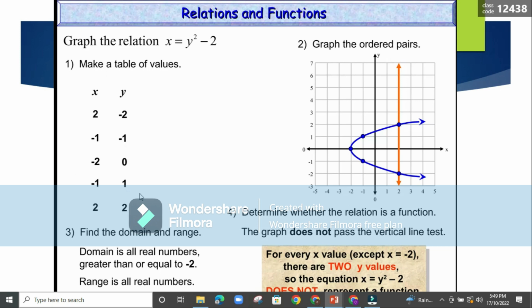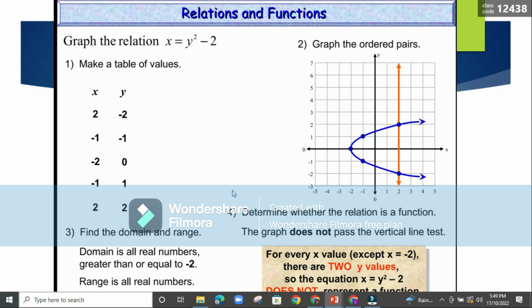Then afterwards, we are going to plot the points here. So you have 2, negative 2. This is here. 2, negative 2. Then negative 1, 1. This one. Then negative 2, 0. Negative 1, 1, and 2, positive 2. And we are going to connect all the points. We come up with a graph like this. Okay.